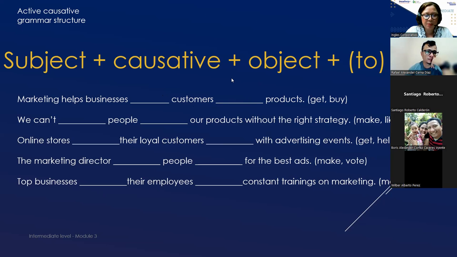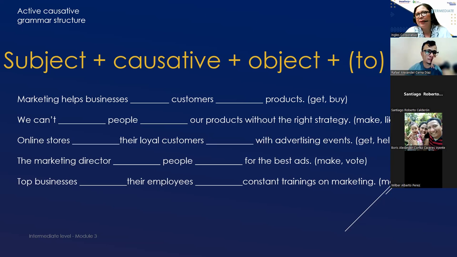The complement. And remember that after one of those verbs goes to or, with some of these verbs, it's not necessary, okay? The particle to is not necessary with some, but with others it is, all right? For example, with make, with have, we don't use to. With help, we don't usually use to. Sometimes it's up to you whether you use it or not with help. It's optional. But with get we use the particle to, okay?